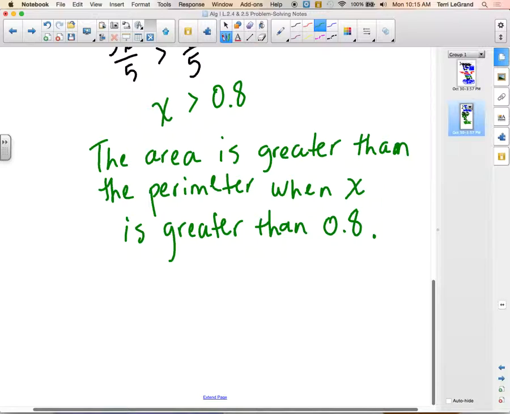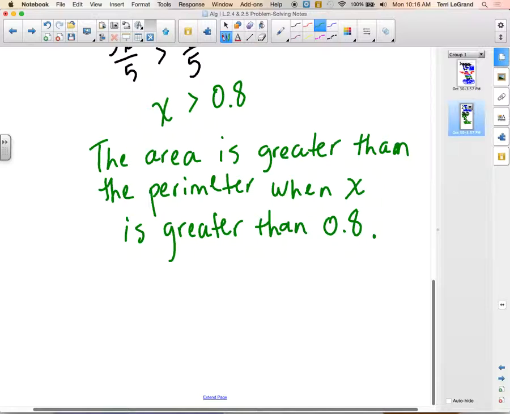When x is less than 0.8, what's true? The area is greater than the perimeter? No, the area would be less than the perimeter, or the perimeter would be greater than the area, right? So that's not right. When x is greater than 0.8, the area is greater than the perimeter. If it's less than 0.8, now the perimeter is greater, not the area.